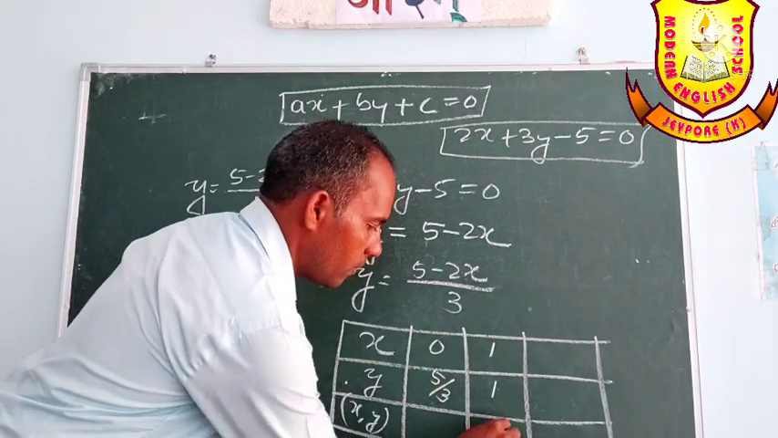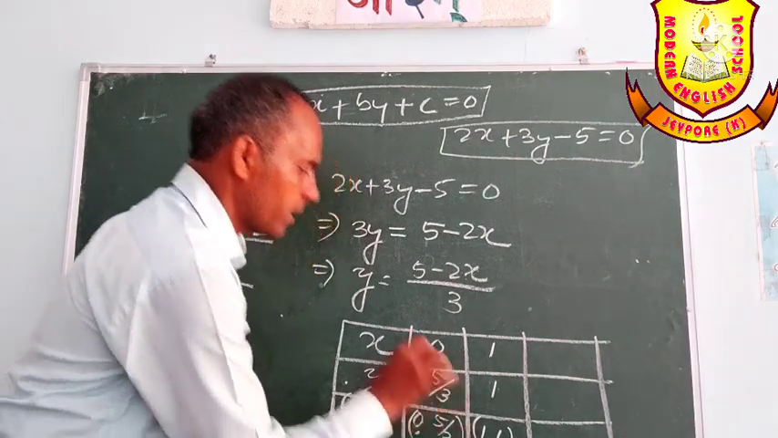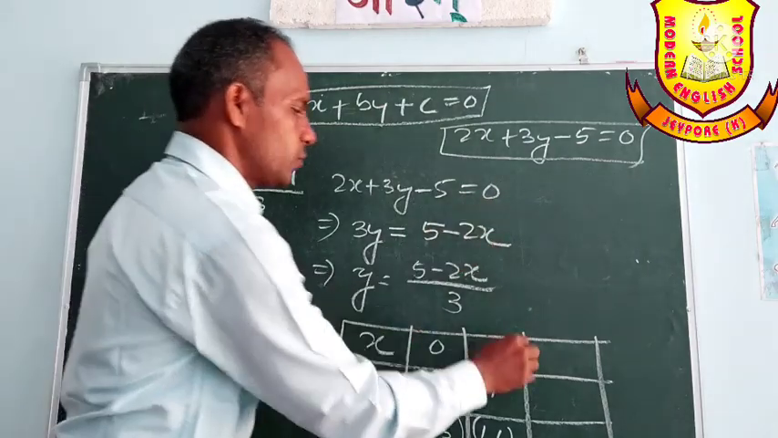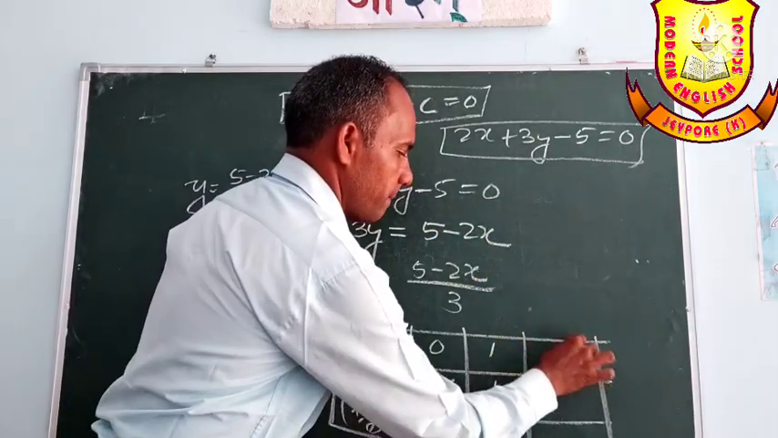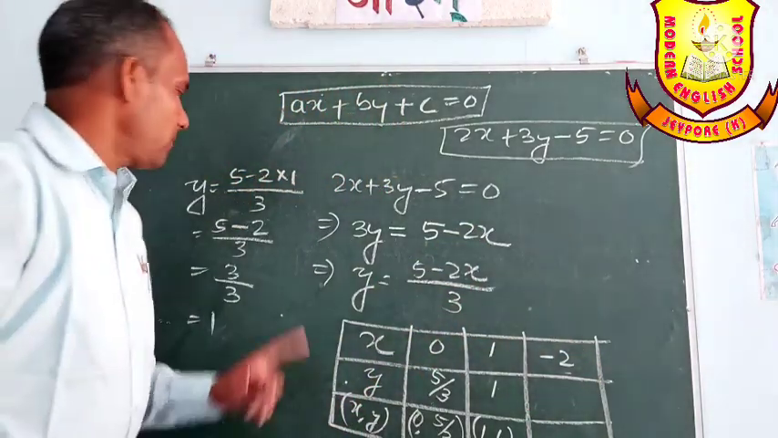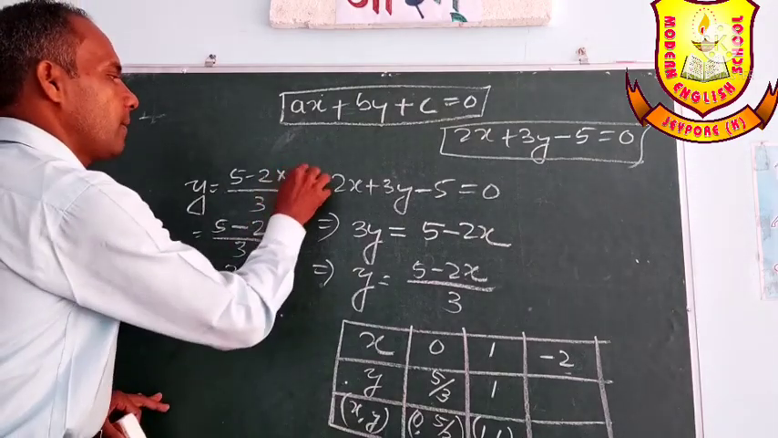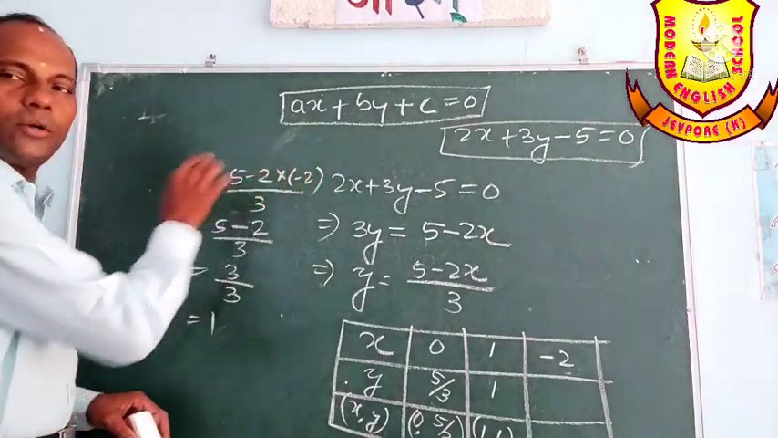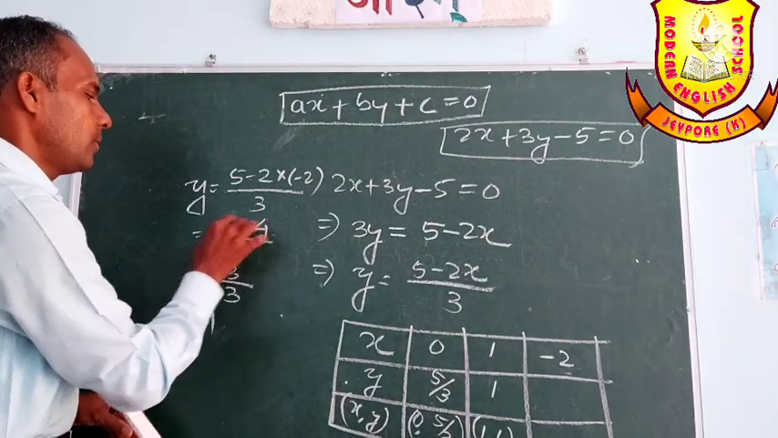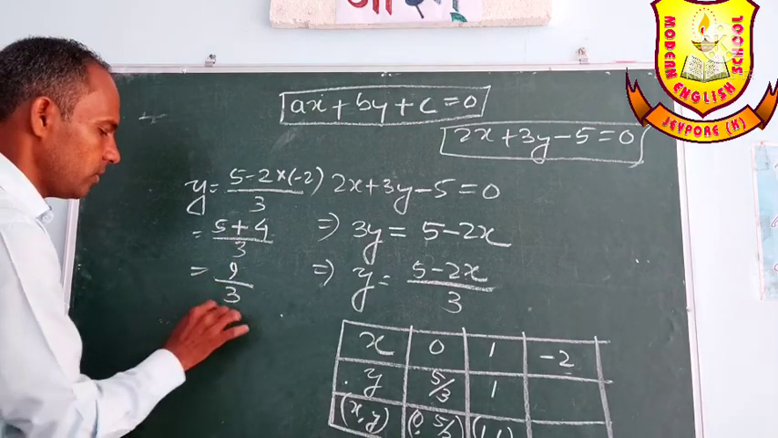So this is 1, 1. This is 0, 5 by 3. Okay, if you take x equal to minus 2, the value of y will be 2 into minus 2, minus into minus equal to plus, so 5 plus 4 equal to 9, 9 divided by 3 equal to 3.